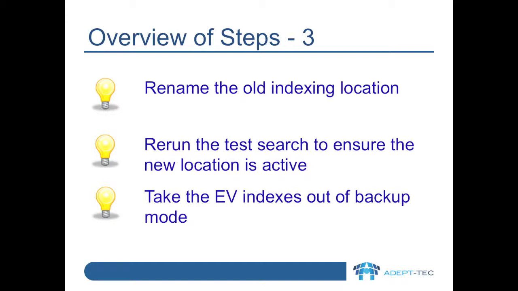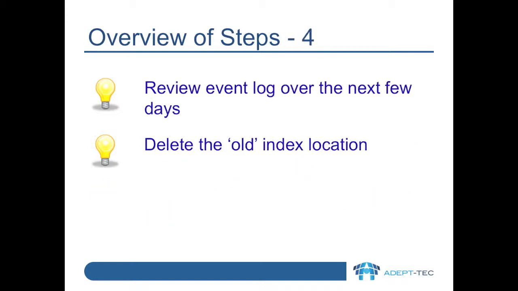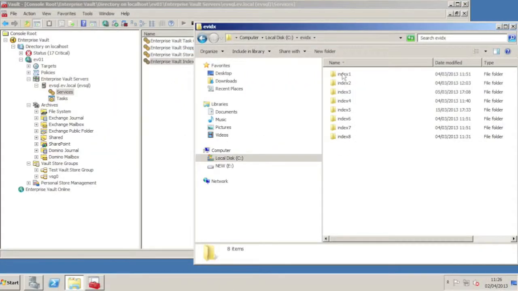We're then going to rerun the test search to ensure the new location is active. And then after that, we take the EV indexes out of backup mode so that new items can be added to the index and old items deleted. Then over the next few days, we need to review the event logs, specifically looking out for anything to do with indexing errors. And then, again, after a few days, we delete the old location, which will finally free up the space. So in this test environment, I have all my index locations on the C drive.